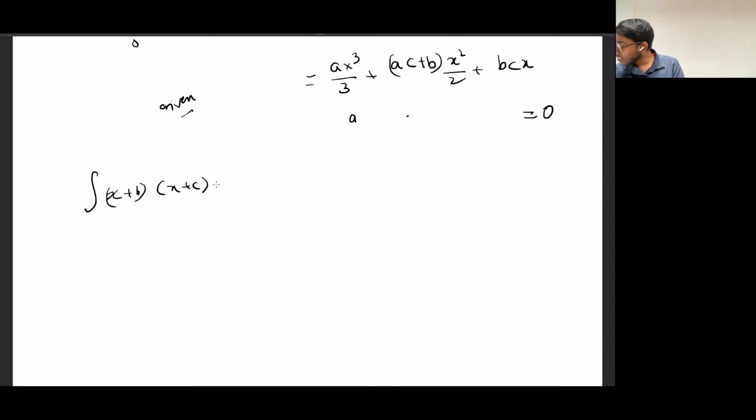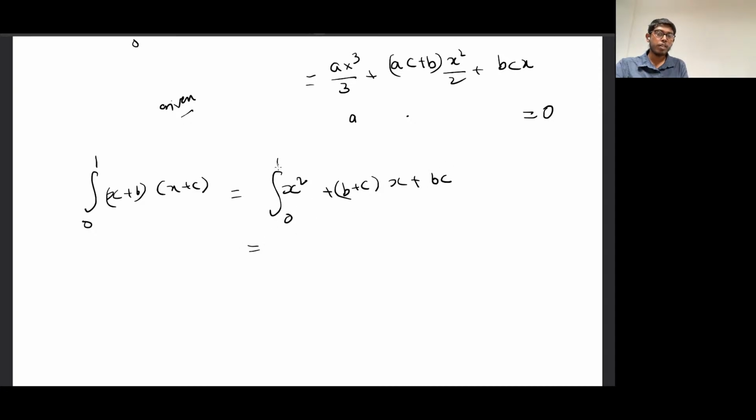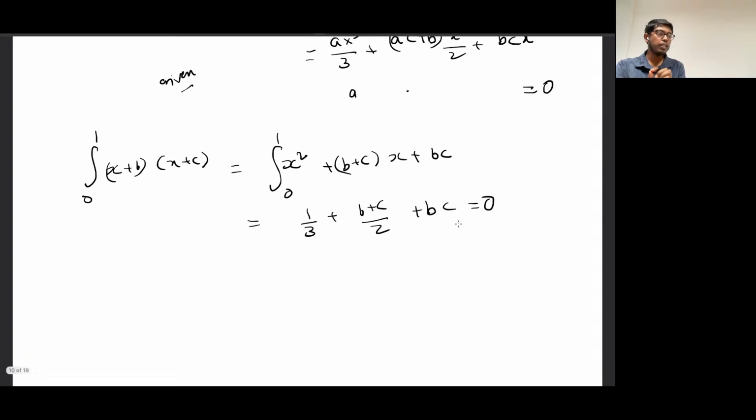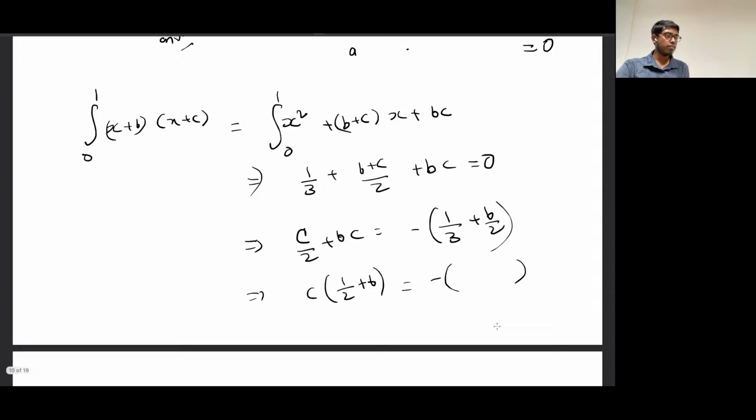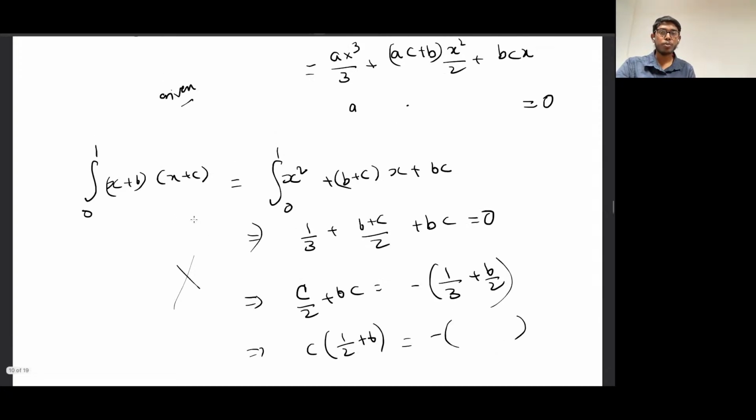It says that for all numbers b non-zero, there are infinitely many c. Let's see. Integrating from 0 to 1, x² + b + cx + bc gives 1/3 + b + c/2 + bc = 0. Again the same problem: given b, can you find infinitely many c? This implies c/2 + bc = -(1/3 + b/2), so c = that thing over (1/2 + b). Again the same scenario: you can choose b equals minus half, and then you don't even have a solution, forget about infinitely many. So this is also not correct.